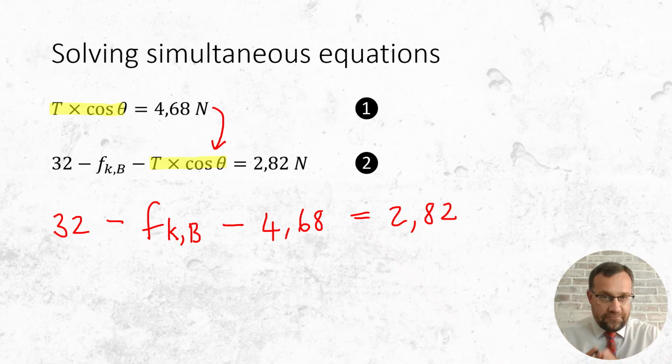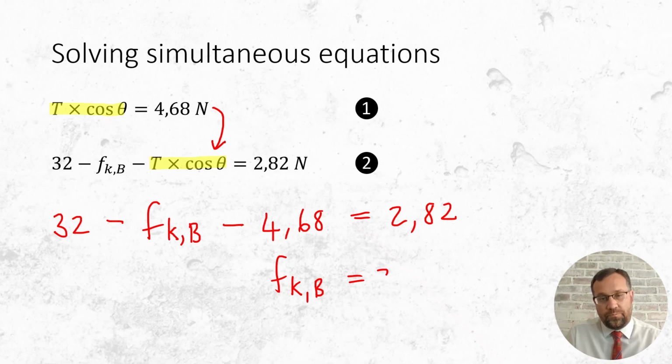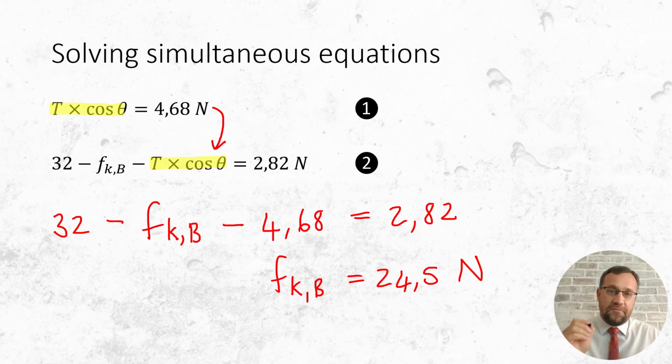Rearranging for the kinetic frictional force acting on block B, we find that FKB is equal to 24,5 newtons. Therefore, the kinetic frictional force acting on block B is 24,5 newtons.